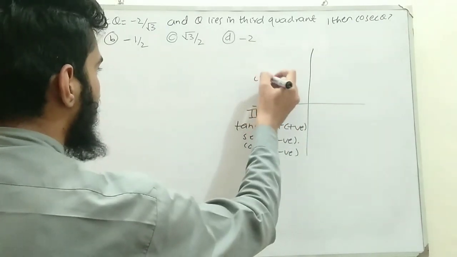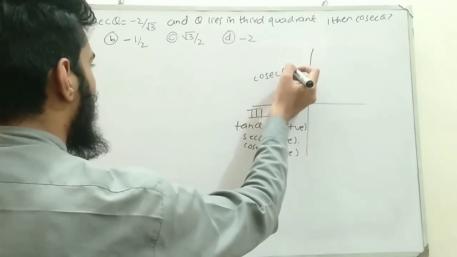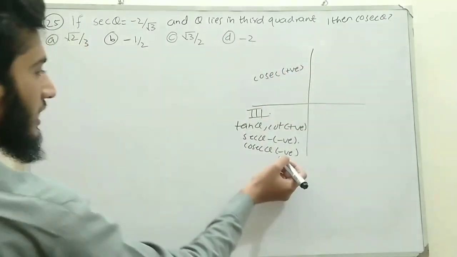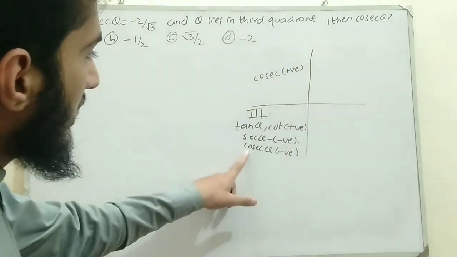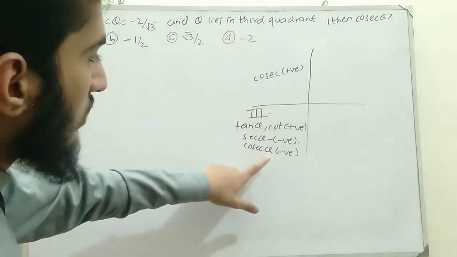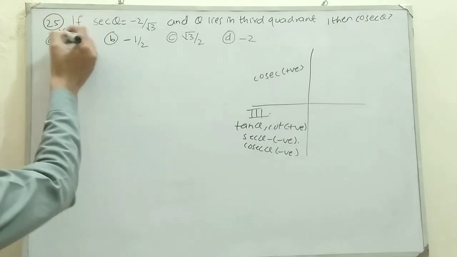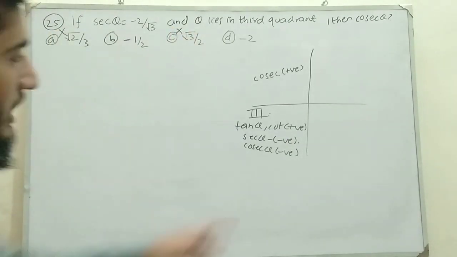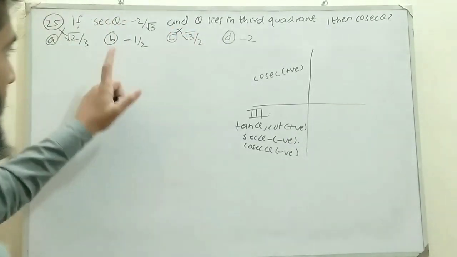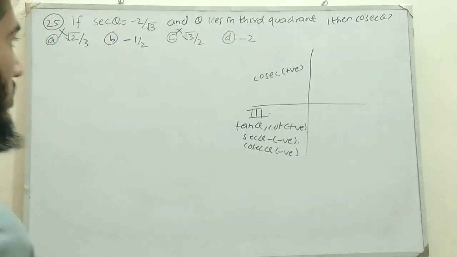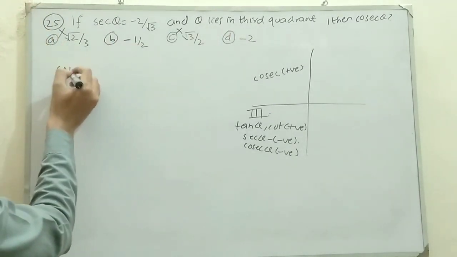Cosecant theta is positive just in the first two quadrants. Here cosecant is positive, but they are saying that theta lies in the third quadrant. It means that cosecant is negative in the third quadrant. So it means that option A and option C are wrong. Why? Because it is negative in the third quadrant. So our option will be either E or D. So move towards the solution of MCQ number 25.